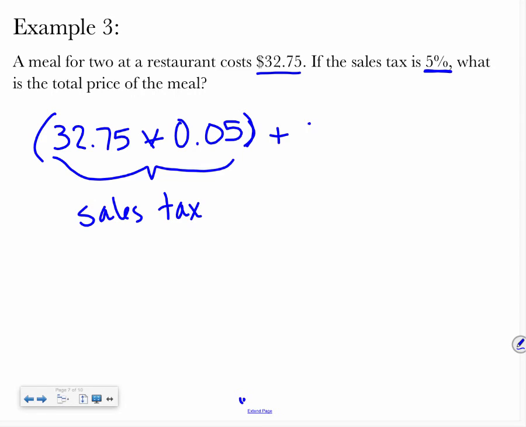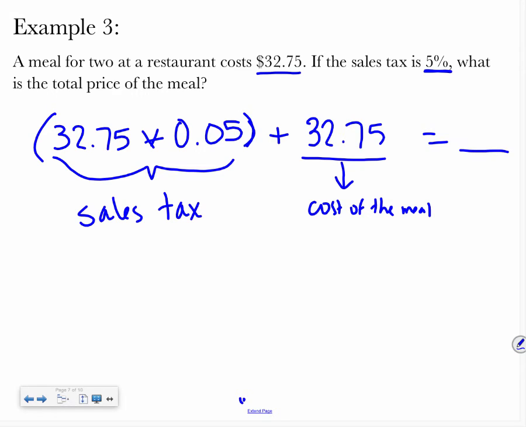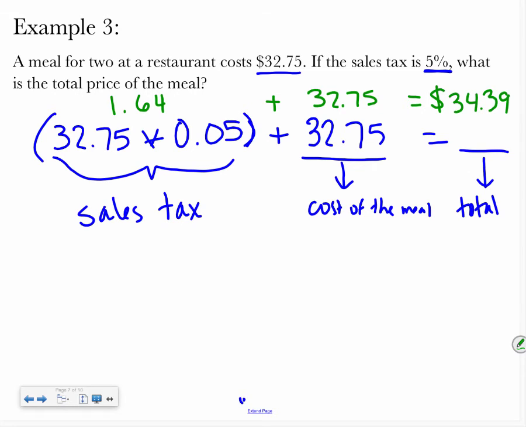Okay? And then we have the actual cost of the meal. And we want to know what our total is. Okay? So if we do 32.75 times 0.05, we end up with $1.64 plus our 32.75, and that tells us that our total cost for our meal is $34.39. Okay, that's after tax.